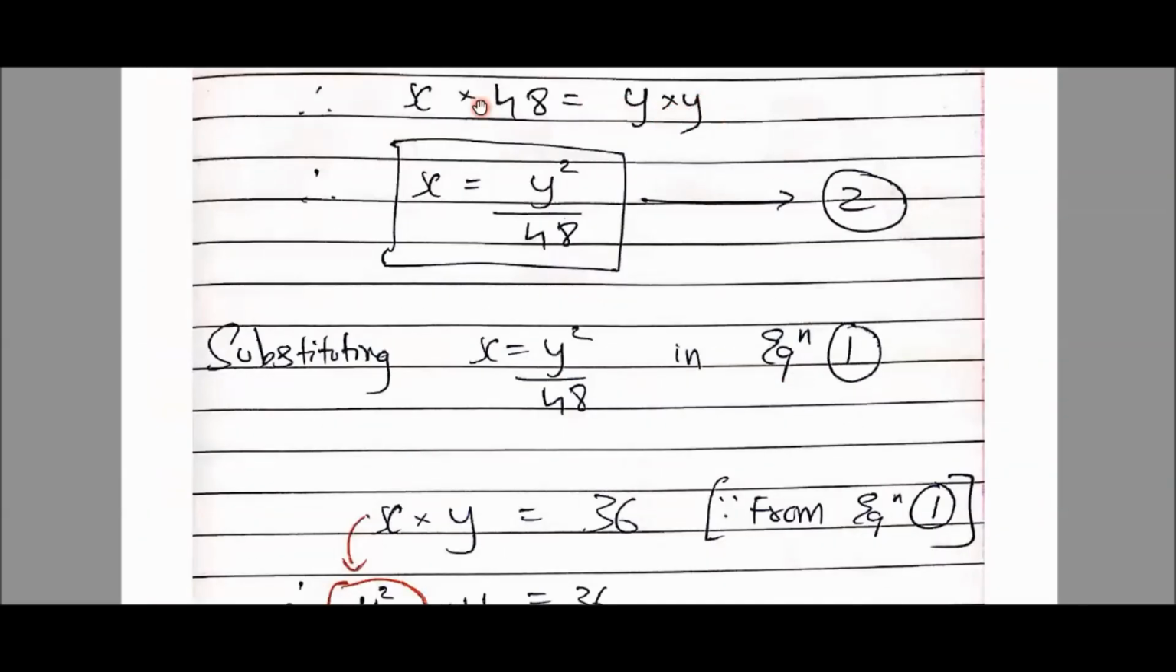Y into y or x into 48. Okay. Now I have a choice. Either I'll make x as my subject, I'll keep x on one side, or I can also keep y on one side. But I am deciding to keep x on one side. So 48 I'll send down. So y into y square upon 48.